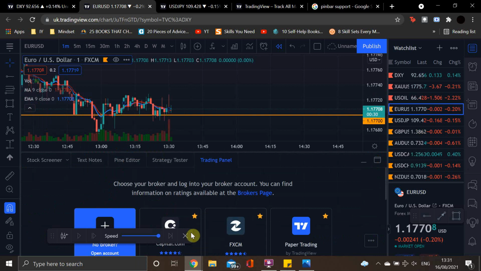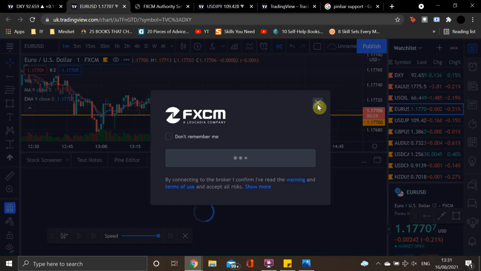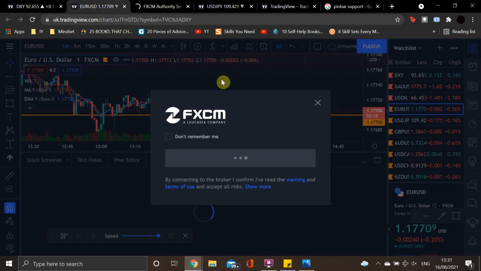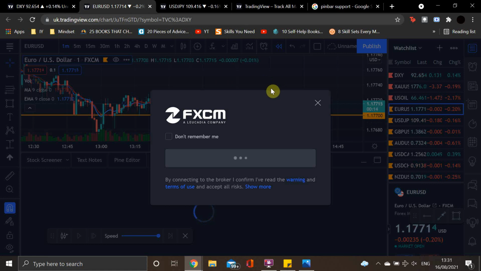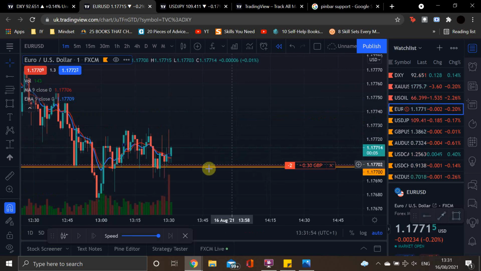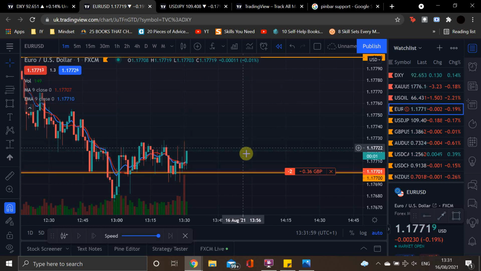So I got in for a sell on Euro USD. I really should have waited for the candles for my confirmation. I should have waited a little bit. I just don't believe it's gonna break that.